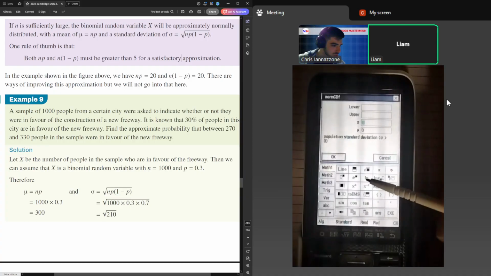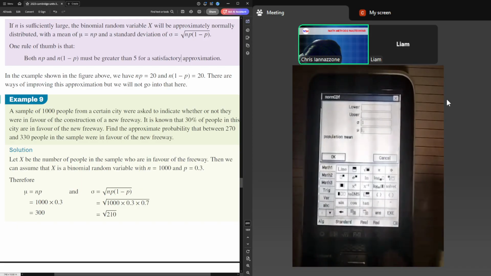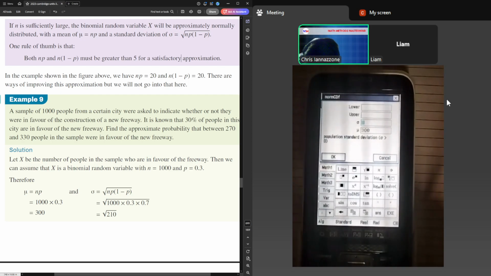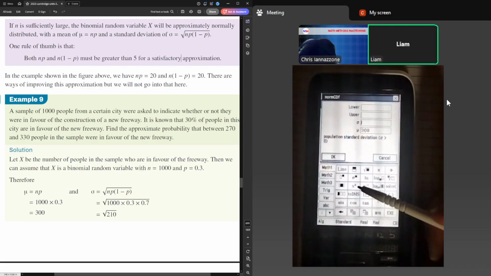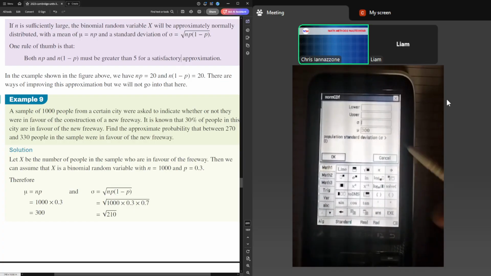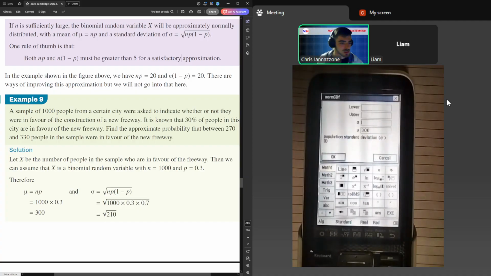So in our example from earlier, it was 300 for the mean, so we'll type that in. In this case, we had a standard deviation of root 210. Which one's lower and upper? We'll get to lower and upper in a minute. We'll just put in the standard deviation. Lower and upper are going to come from, if you look at the screen share, the domain that's associated. So between 270 and 330 tells you the lower bound is 270, the upper bound is 330.